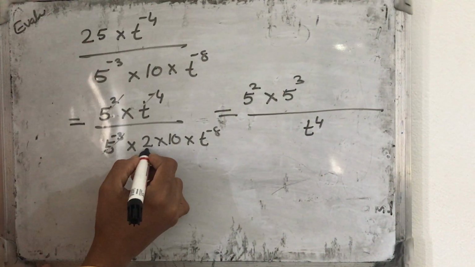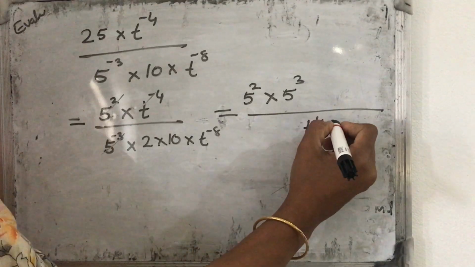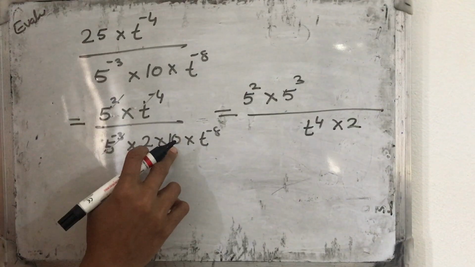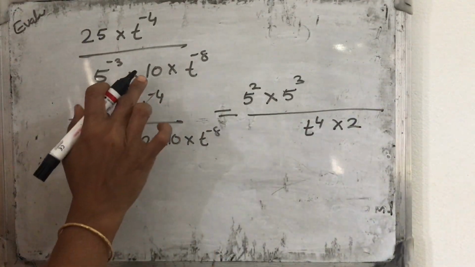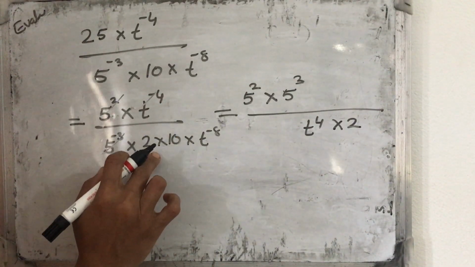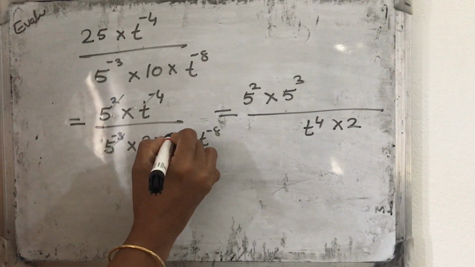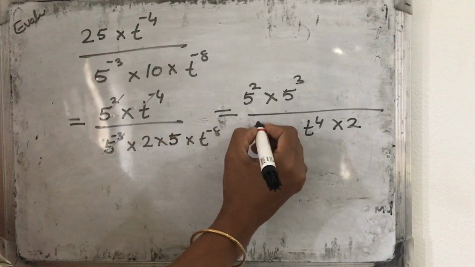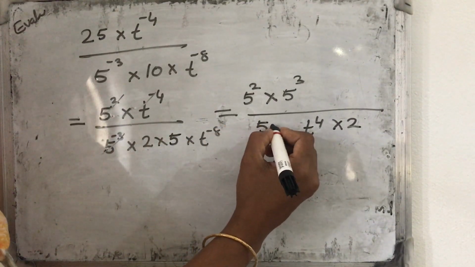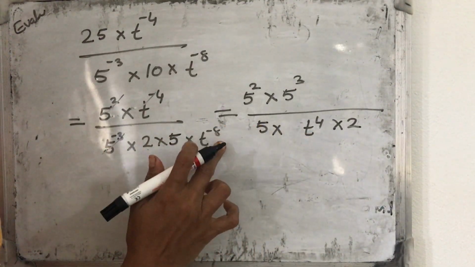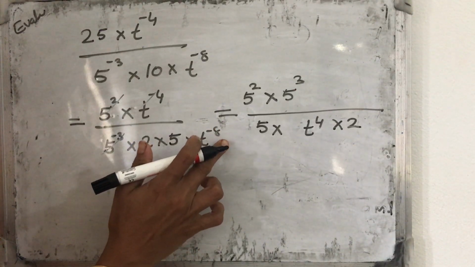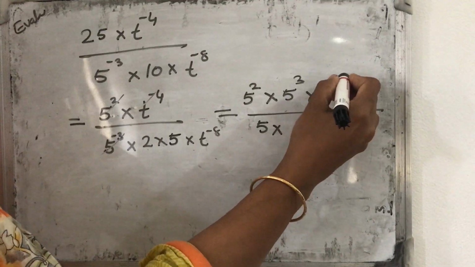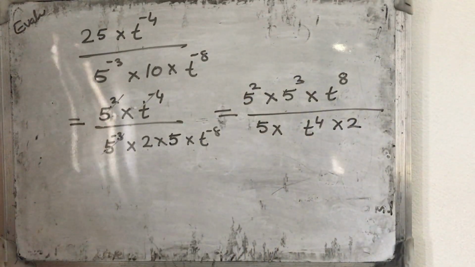Next, here remains 1 by 2, so we can write it as 2 itself. Then 10, how can we write it? Here one mistake happened. Instead of 10, what we want to write is 2 into 5, not 2 into 10. So here remains 1 by 5. That 5 also we write here, into 10 raised to minus 8. That minus 8 we want to convert into positive by writing it in the numerator or taking its reciprocal.